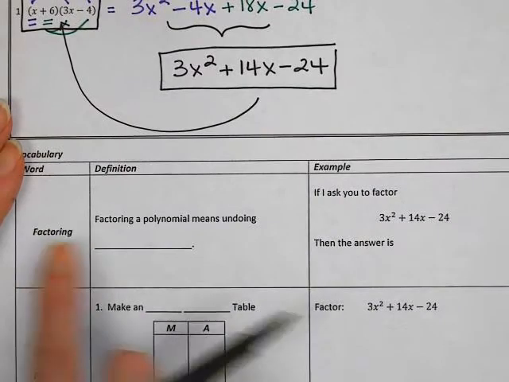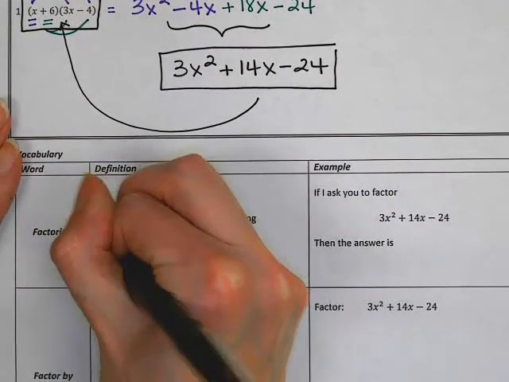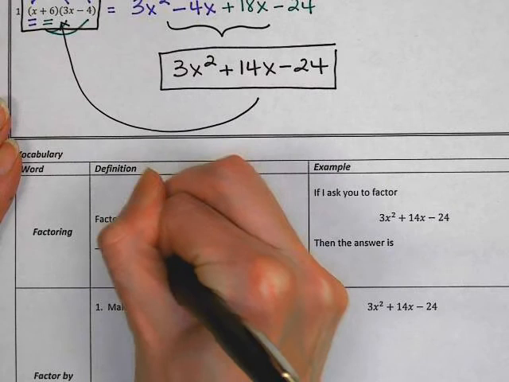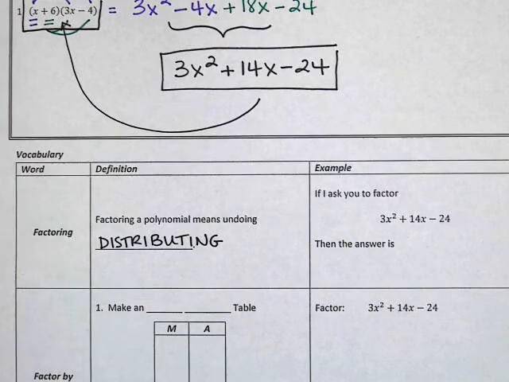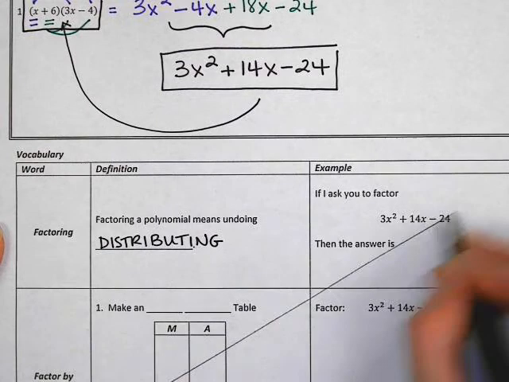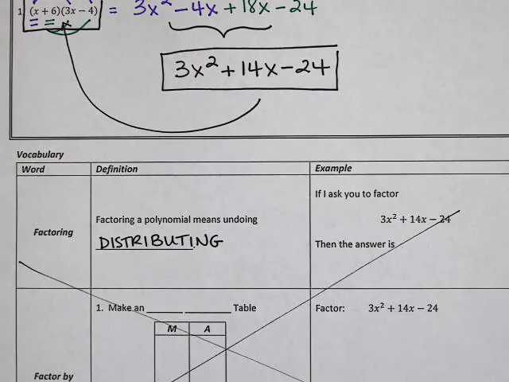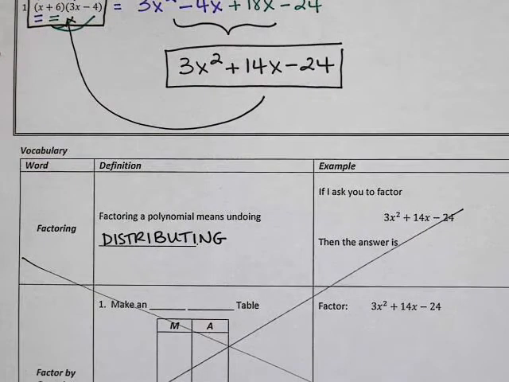So factoring means undoing distributing. We talked about that before. Today we're going to undo distributing. And I am actually not teaching it this way this year, so we're going to flip right onto the back side. I'm going to try a new method this year. Okay, we're going to start with number 2.